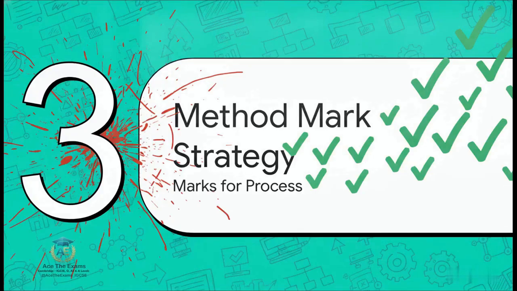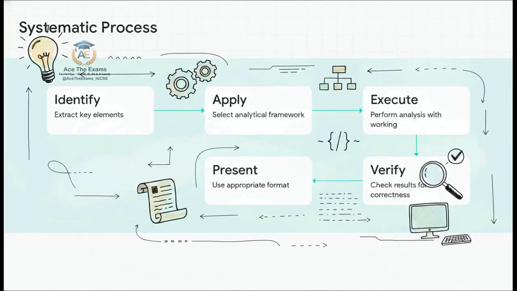Section 3. The method mark strategy. Knowing what the examiners want is only half the battle. Now let's explore how you are awarded marks for the actual process itself. This is where the magic happens. This is where we take those bleeding red pen marks from our archetypal students and completely transform them into green check marks. Whenever you tackle an algorithmic problem, strictly follow this standardized sequence. Deconstruct, extract, select, execute, and present. This 5-step sequence is your computer science success blueprint.